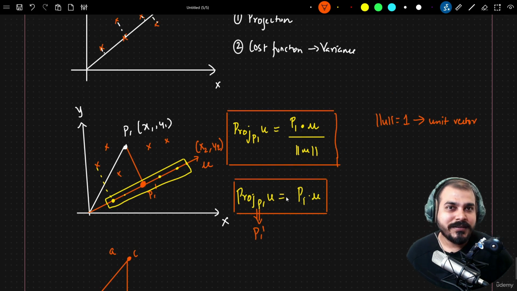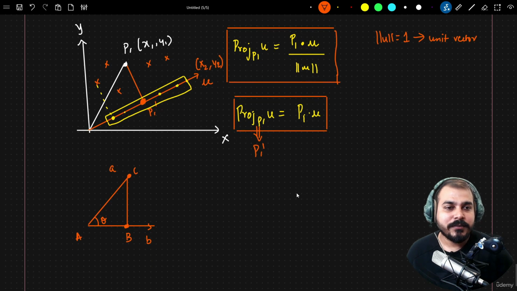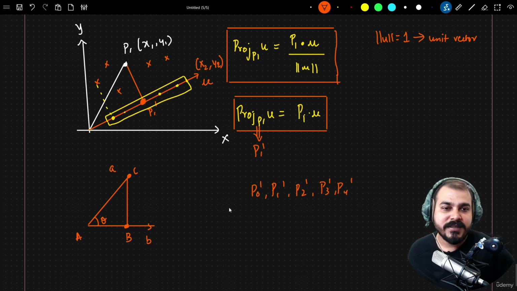Now let's go towards understanding this. When we do all the projections, once we project P1, we will get P1 dash. Let's say there is another point, P2, then we'll get P2 dash. Then we'll get P3 dash, then P4 dash, right? All the points we will finally project. Like this, we have all the points and we finally get Pn dash.